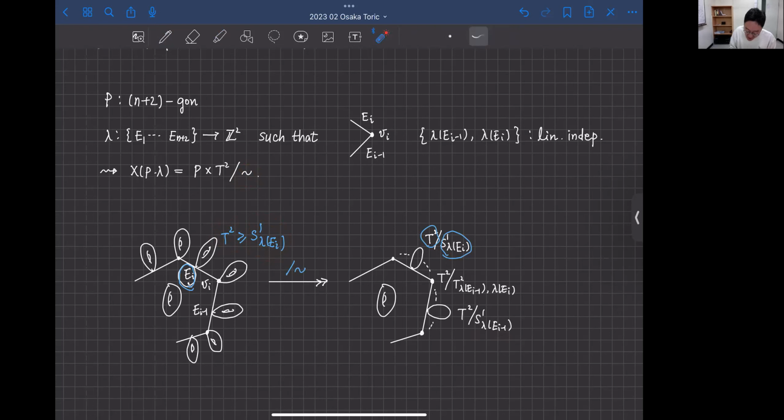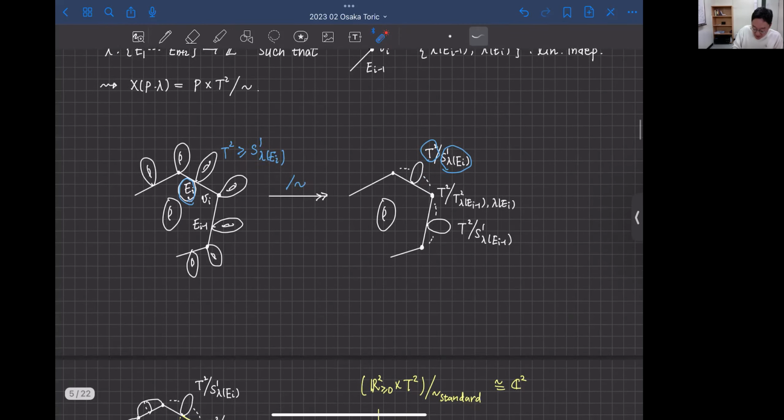Like this. And then accordingly, this vertex, so we are collapsing two different directional circle subgroups, generated by lambda e_{i-1} and lambda e_i. And because these are linearly independent, eventually we collapse the entire two-dimensional torus. So here we have just a vertex, just one point. Okay, so this is just a pictorial description of this constructive definition of a toric orbifold, a four-dimensional toric orbifold.